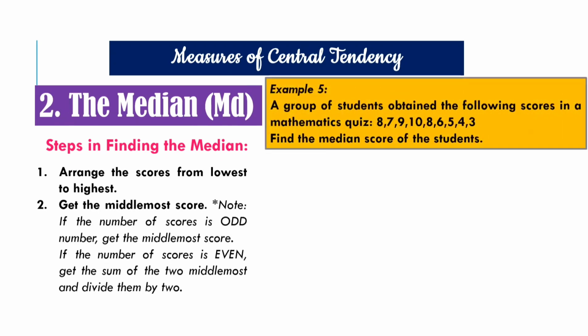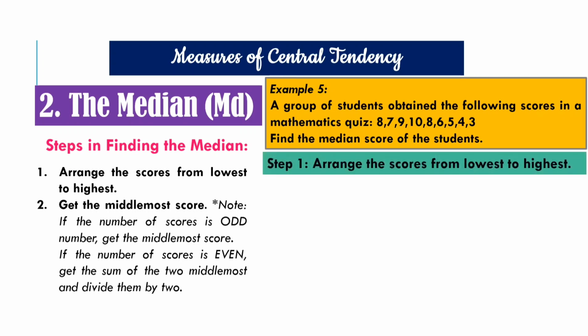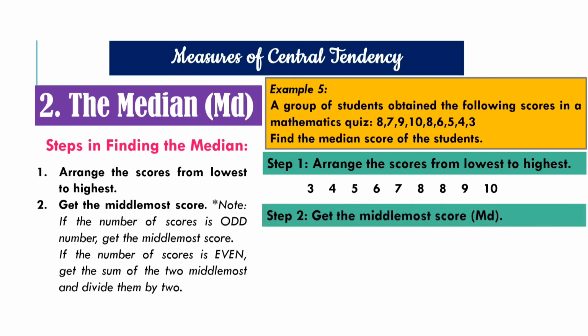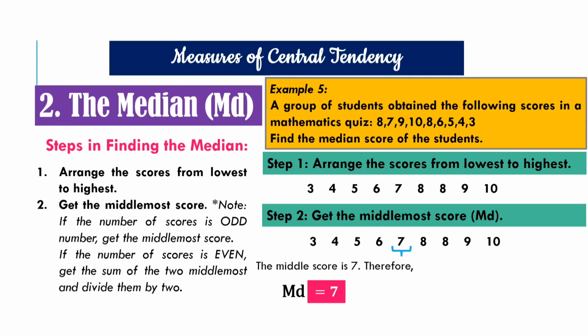Here is another example. A group of students obtained the following scores in a mathematics quiz. Find the median score of the students. Again, we have to arrange the scores from lowest to highest. When we do that, the result is this. So the lowest score is 3, followed by 4, 5, 6, 7, 8, 8, 9, and 10. Step 2, we get the middlemost score. The middlemost score is 7, which makes the median 7. So 7 is the median score of the students in example number 5.